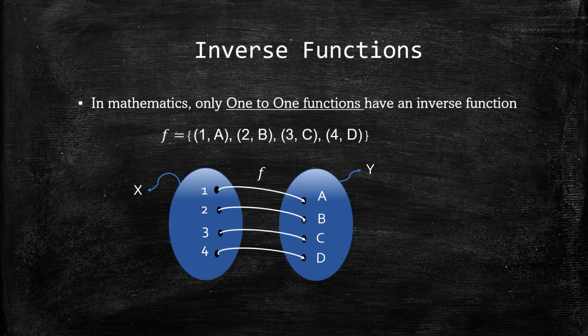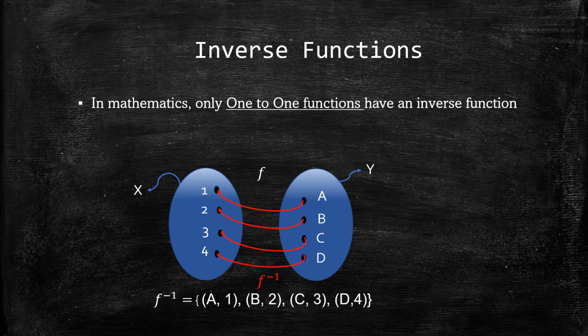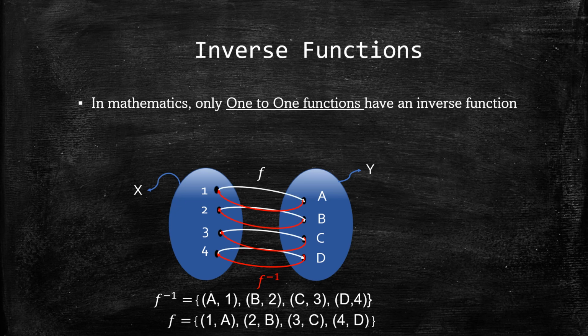Why are we studying one-to-one functions? Because only one-to-one functions have an inverse function. So if this is f, how are we going to graph f inverse? f inverse is going to be from A to 1, from B to 2, from C to 3, and from D to 4. Let's bring back f. So notice the difference. f was 1 to A, 2 to B, 3 to C, 4 to D.